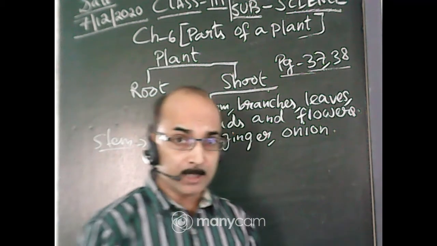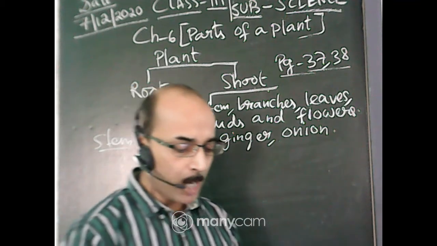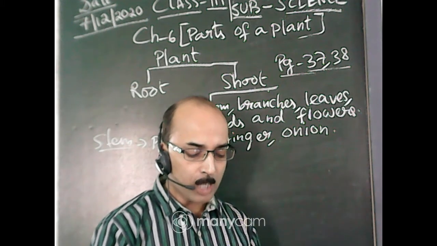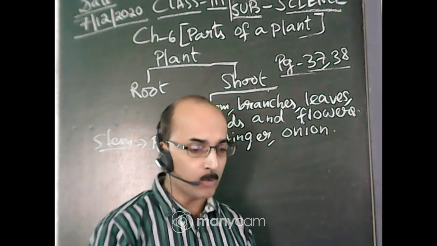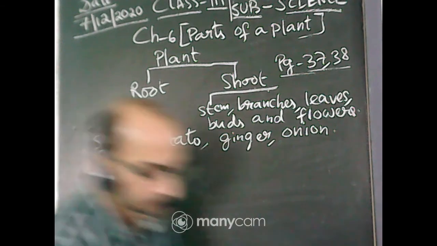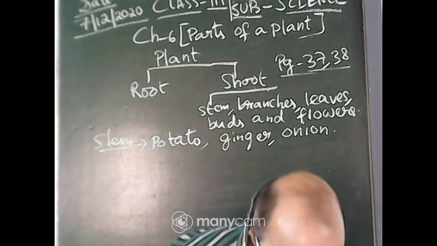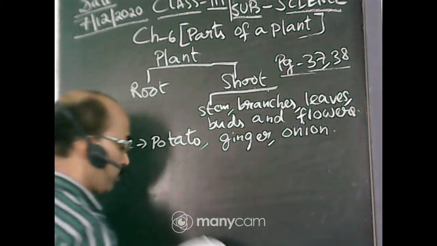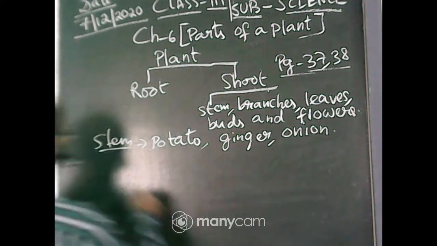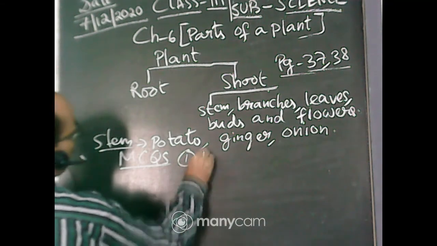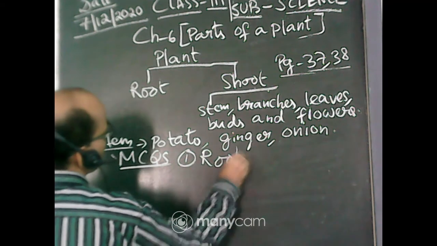MCQ, page number 38. Number 1, the part of a plant which remains under the ground. The part of the plant which remains under the ground is called, what is the answer? Yes, Anushka, very good. It is root. So number 1 is root.